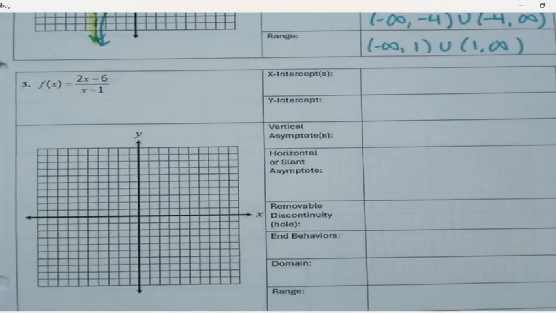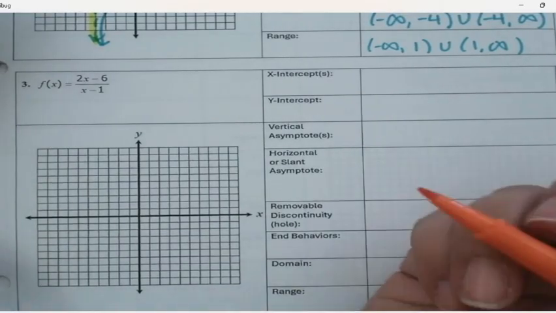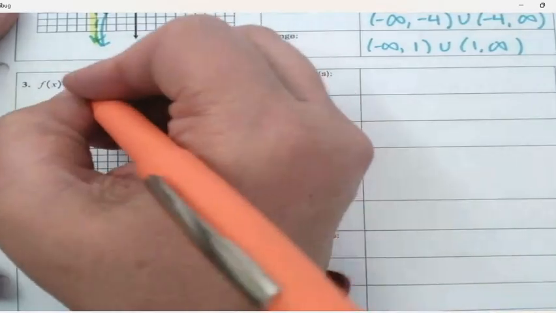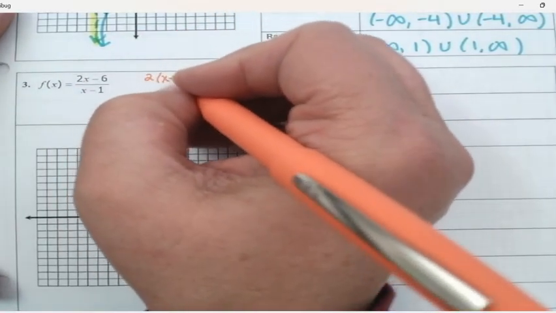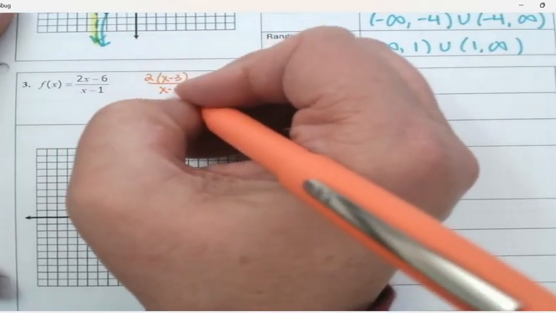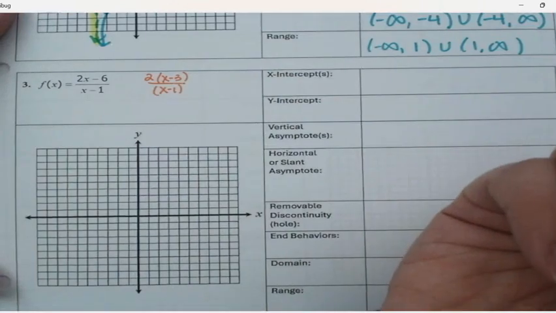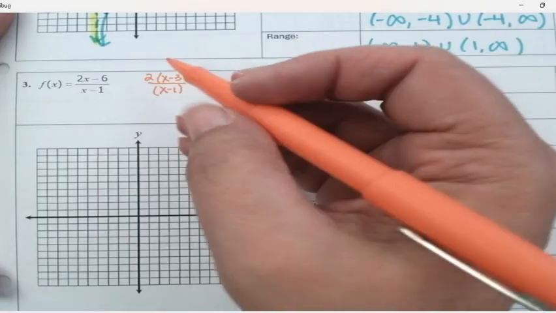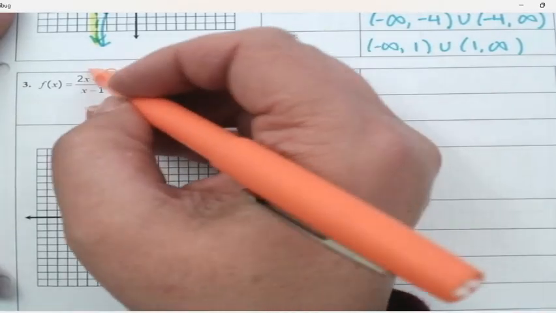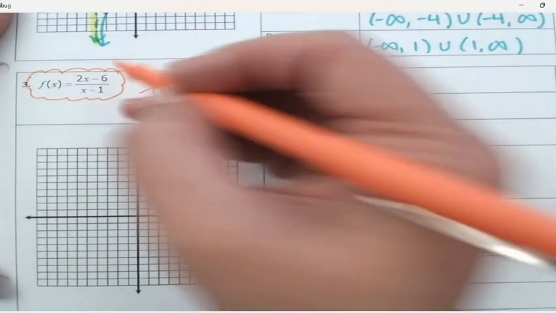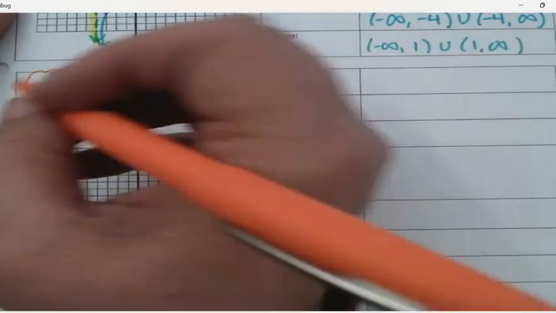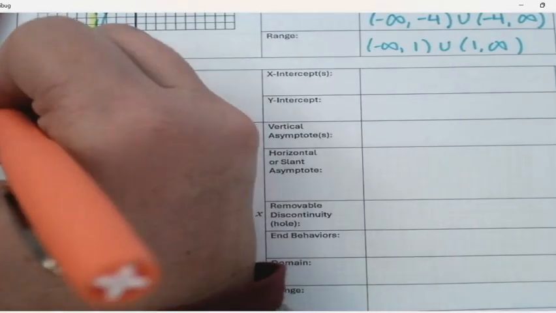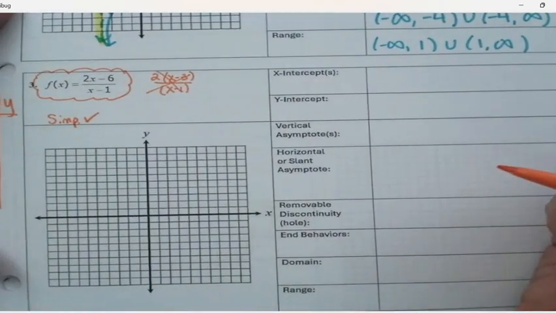Okay? All right, let's work on this guy. Is there anything that can be factored and canceled here? We could try to take a 2 out of the top right here. 2 times x minus 3 over x minus 1. Does it let anything cancel, though? It really doesn't. So if it doesn't let anything cancel, you really just want to stick to your original one, okay? Because it's easier that way if nothing cancels, right? So I'm going to put simplified, check, done.